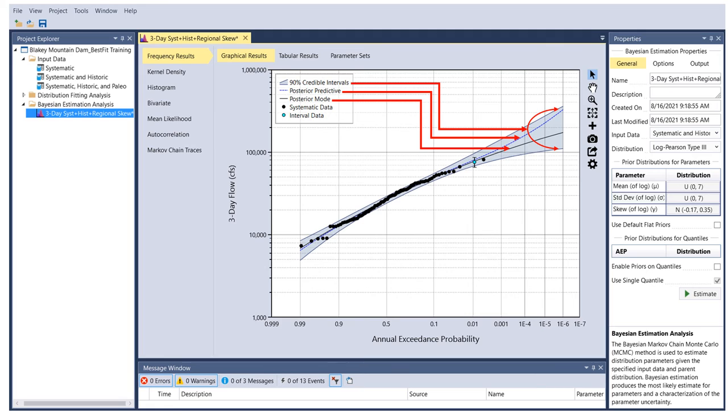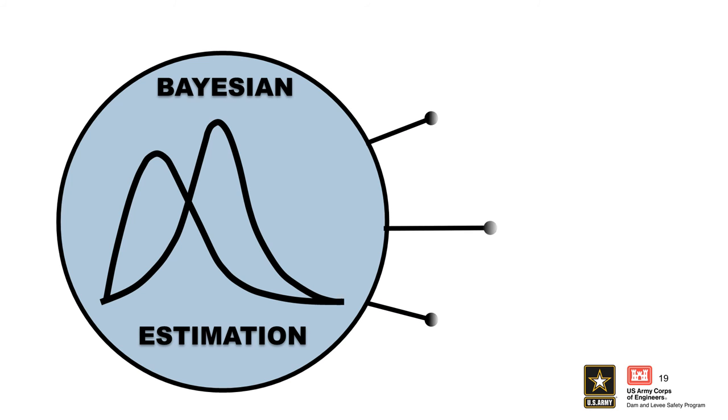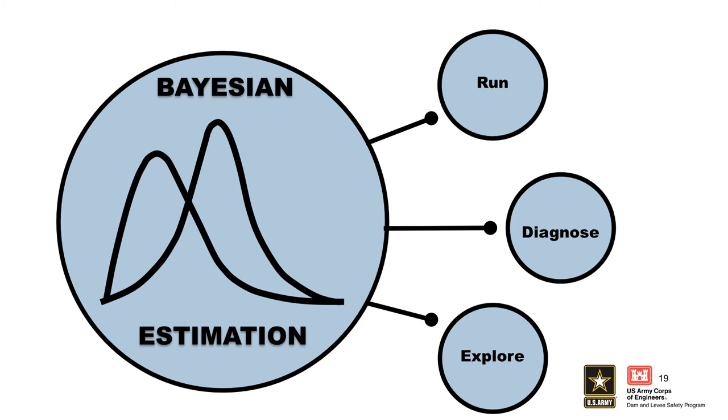Okay, the run is done, and we now have results showing the credible intervals, posterior predictive, and posterior mode curves. Once a Bayesian analysis is complete, BestFit provides several useful plots for diagnosing how well the selected parameters match the data. This is called simulation convergence. BestFit also provides several tools for exploring the results of the Bayesian analysis. Let's start with the primary exploration tool.